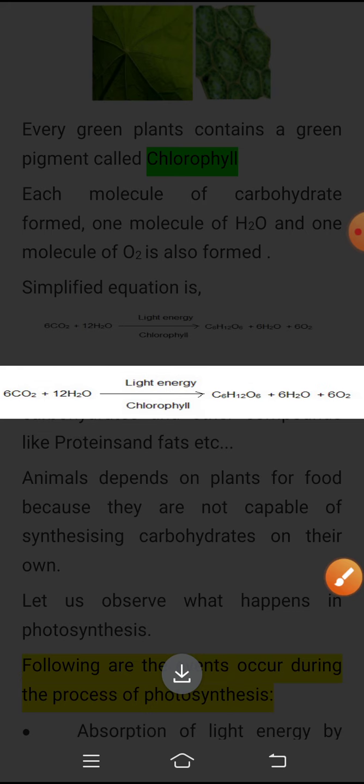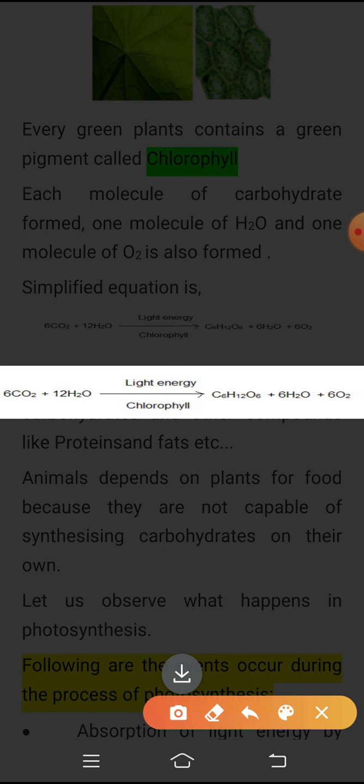I will repeat. If you want to represent photosynthesis in equation form, you can write this equation. Carbon dioxide combines with water in the presence of light energy and the chlorophyll pigment. The products obtained are glucose, C6H12O6, water and oxygen.